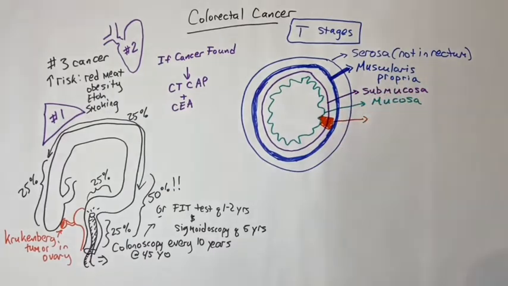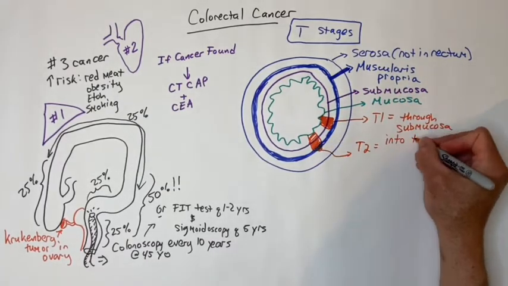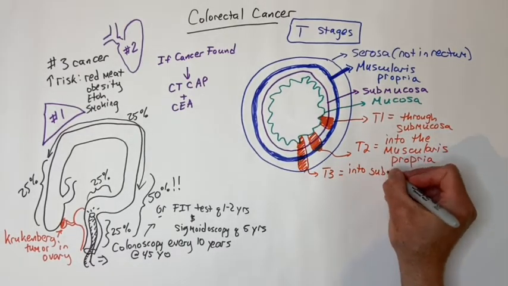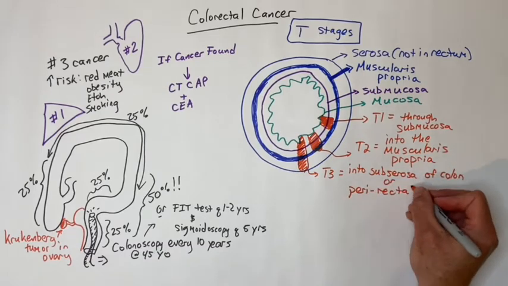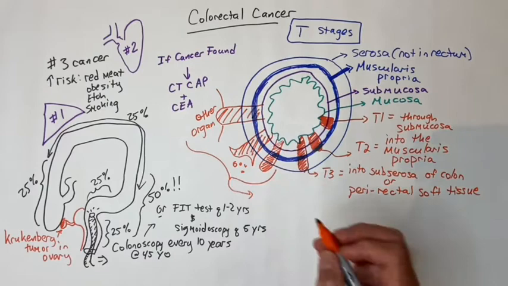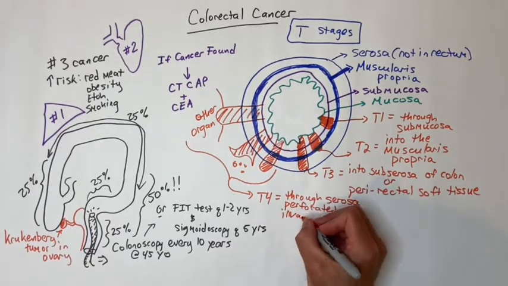T1 cancer involves the submucosa. T2 involves the muscularis propria. T3 is through the muscularis into the subserosa of the colon or the perirectal tissue, since the rectum lacks serosa. T4 is a perforated tumor or a tumor that invades the peritoneum of the abdomen or into other organs.